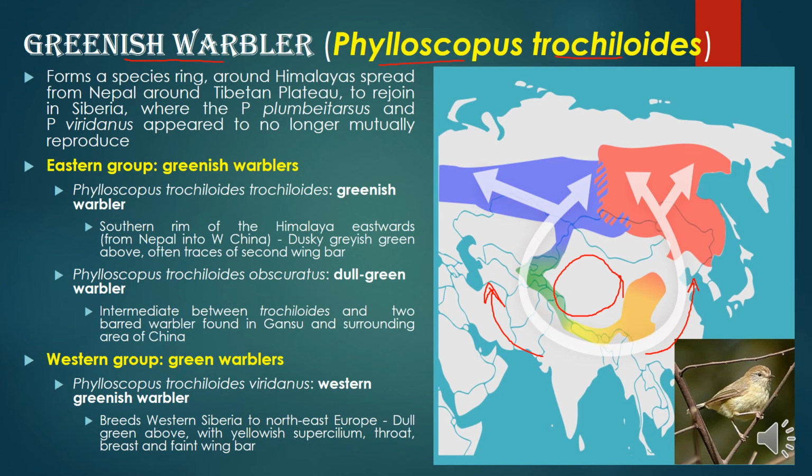In the eastern group, in the Himalayan region, we find Phylloscopus trochiloides, and while moving eastward, Phylloscopus trochiloides obscuratus is found in the Chinese region. And as we move further northward, we see Phylloscopus trochiloides plumbeitarsus, and at the very western end, the Afghanistan region, we find Phylloscopus trochiloides ludlowi, and in the central Asian region, we find Phylloscopus trochiloides viridanus.